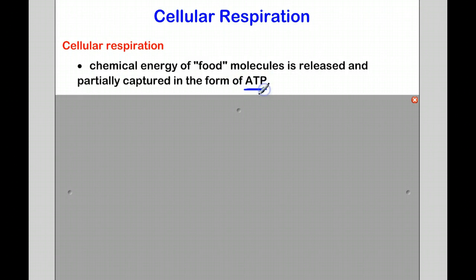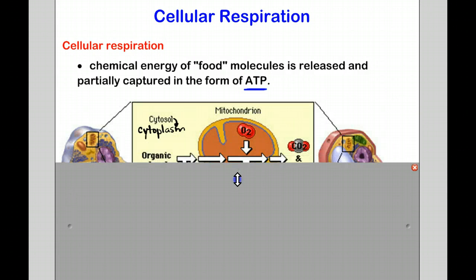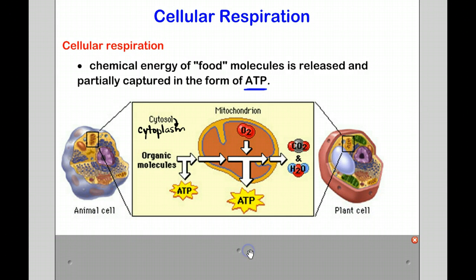Remember this important molecule I talked to you about. So here is this diagram I'm going to keep coming back to.